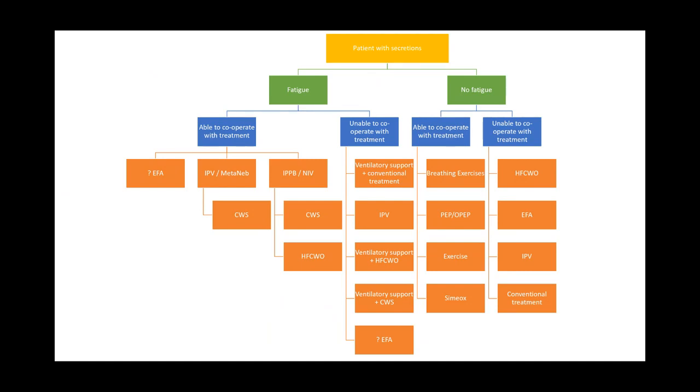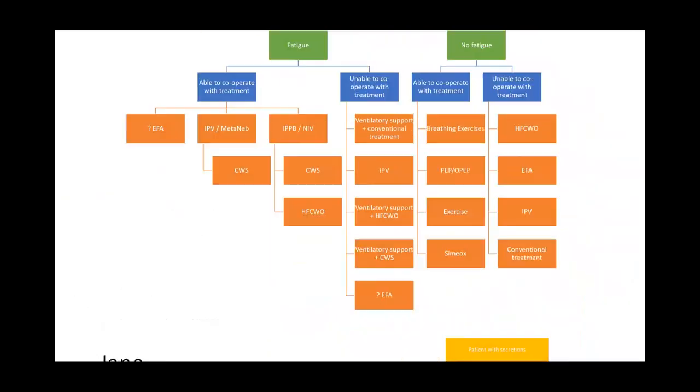So first of all, does my patient have fatigue or not? If they are fatigued, are they able to cooperate with treatment? And then if they are, I have choices depending on the severity of the fatigue. Could I use expiratory flow acceleration? Do I use IPV with or without chest wall strapping? Do I use IPPB with chest wall strapping and with high frequency chest wall oscillation? So it's about combining techniques, and techniques are never used in isolation for the majority.